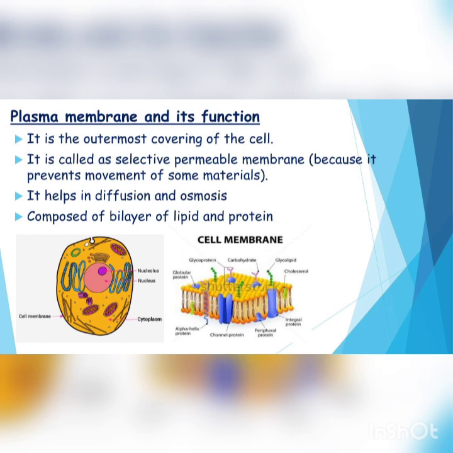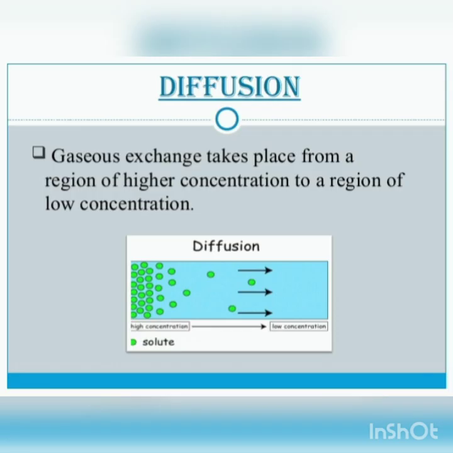Now, the transport across the membranes takes place by two methods. First is diffusion. Diffusion is the spontaneous movement of substances that are solid, liquid, or gases from a region of its higher concentration to a region of its lower concentration. Diffusion is faster in gases than in liquids and solids. It plays an important role in gaseous exchange between the cells and also between the cells and their external environment.